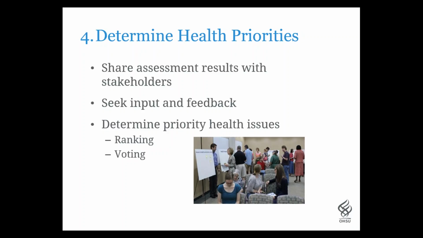So sharing this information, it can be done in a community forum, is a great way to do it. Looking for feedback from people about the information that you're sharing and whether you missed something that maybe needs to be in the next assessment. And then identifying or determining what are the priority areas. And this can be done through ranking. It can be done through voting. I think in this picture they have the little sticky vote type of approach. So trying to get an agreement among the stakeholder group as to what are the priorities based on the community health assessment that you'll need to be addressing within your region.